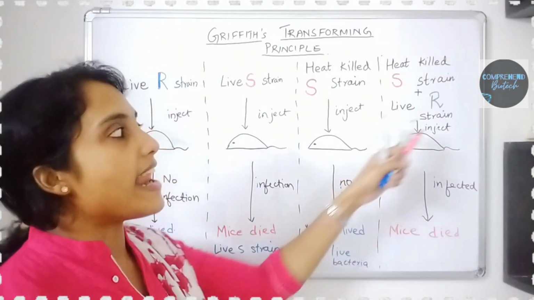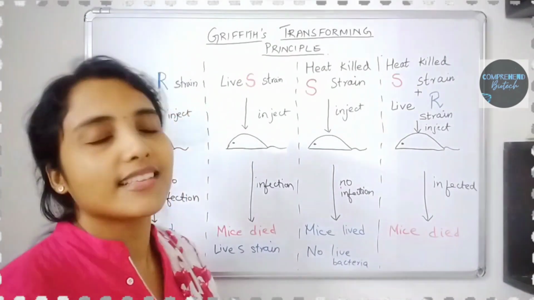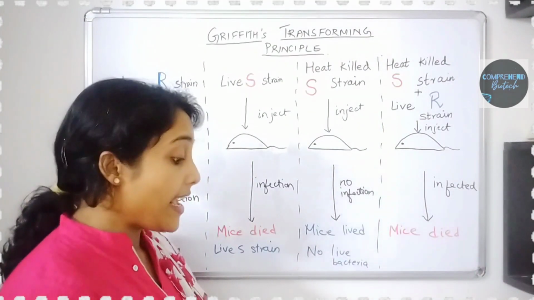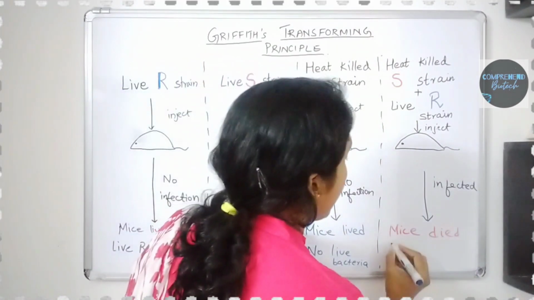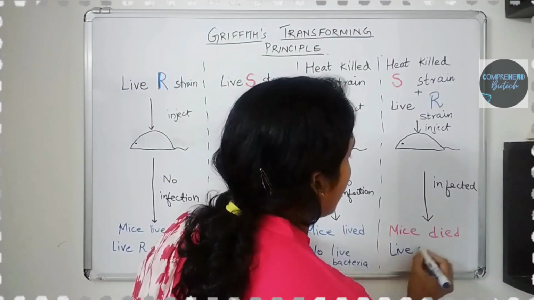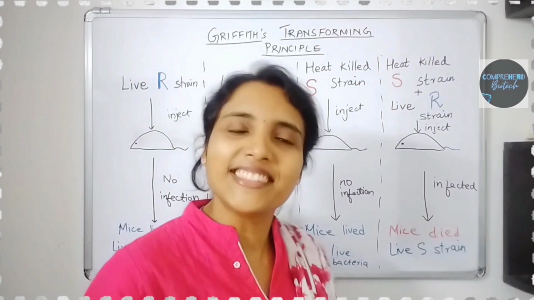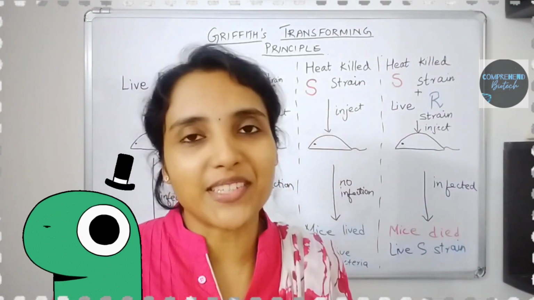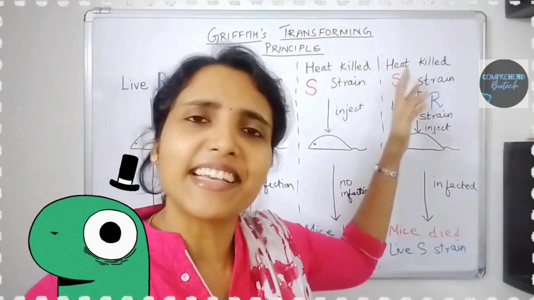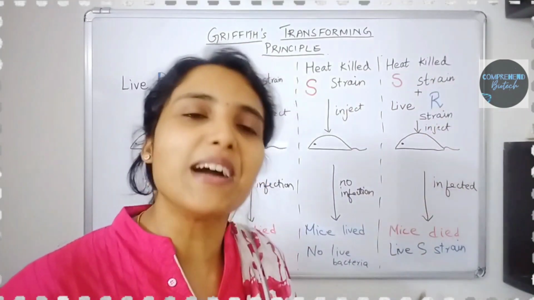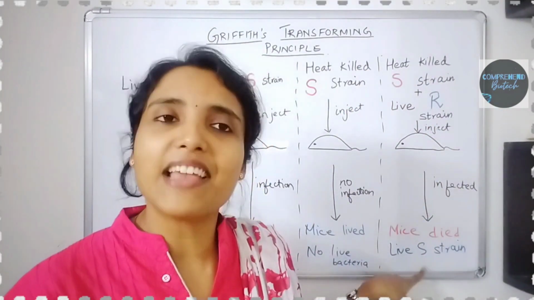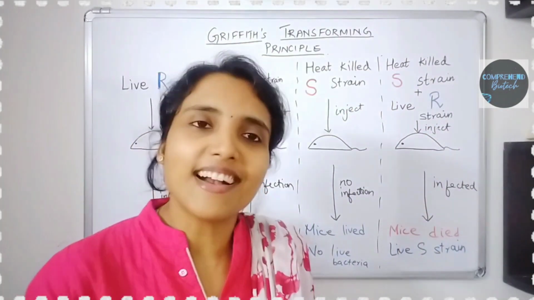Instead of finding the live R strain alone in this sample, he actually found live S strain. What just happened? It just blew Griffith's mind. He was like, I had injected heat-killed S strain. How come in my mice I'm getting live S strain? How did my mice die?